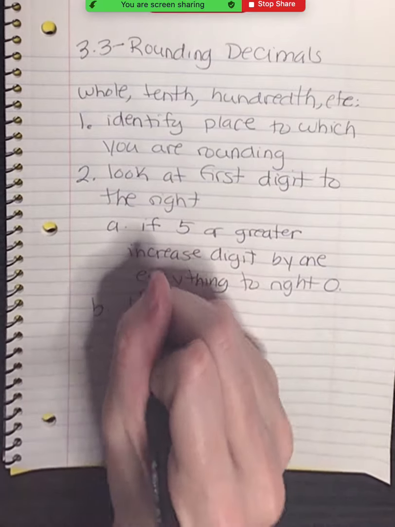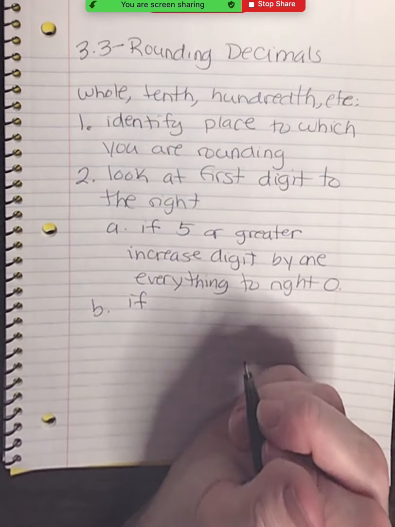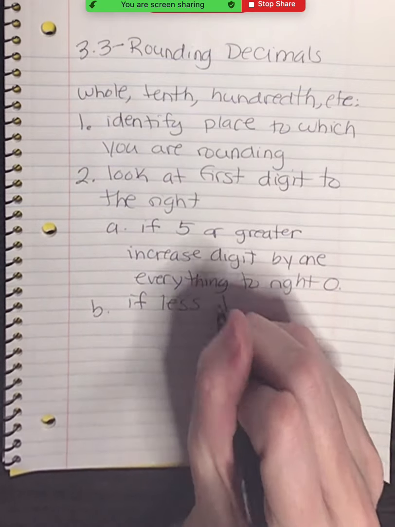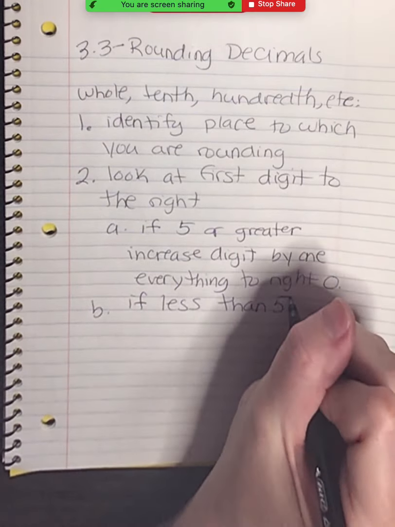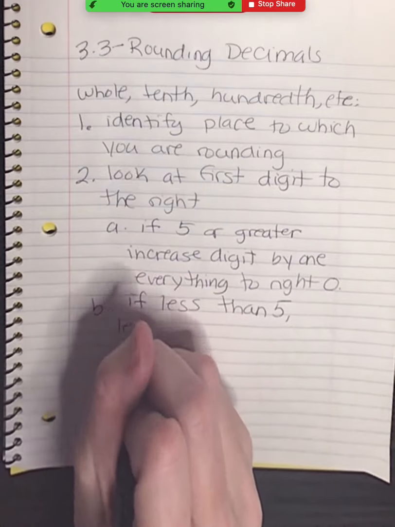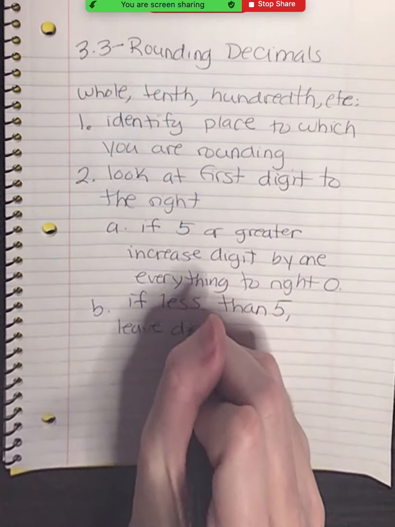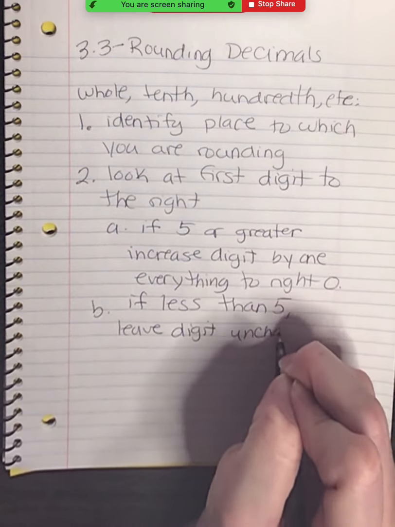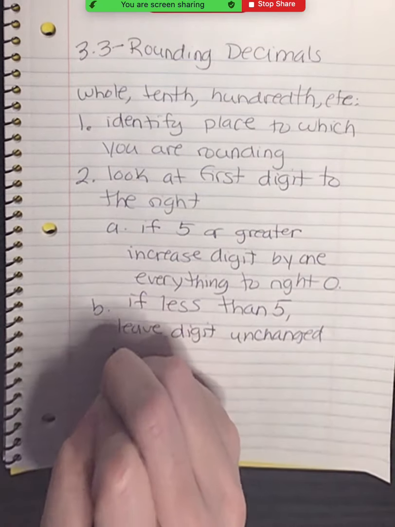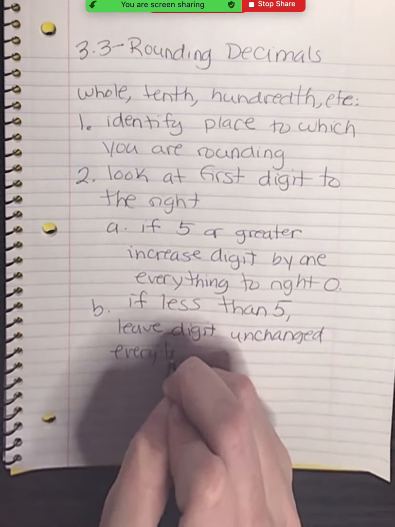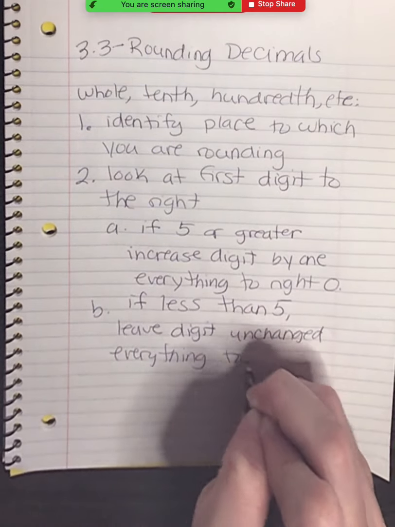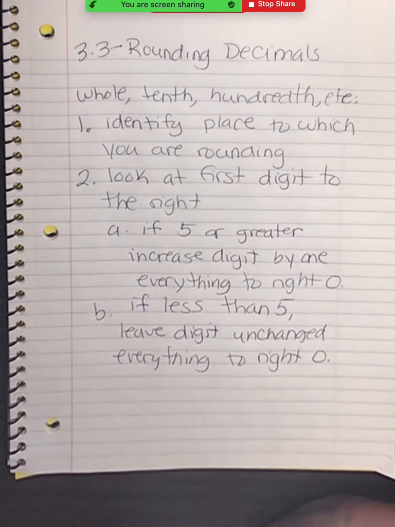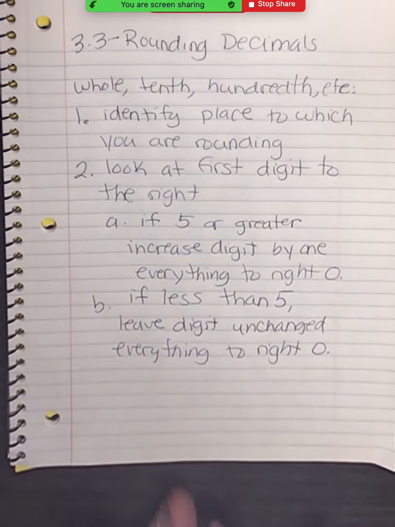If the digit to the right of the digit you are rounding is less than 5, leave the digit you are rounding unchanged and make everything to the right 0. Okay? So, same steps.